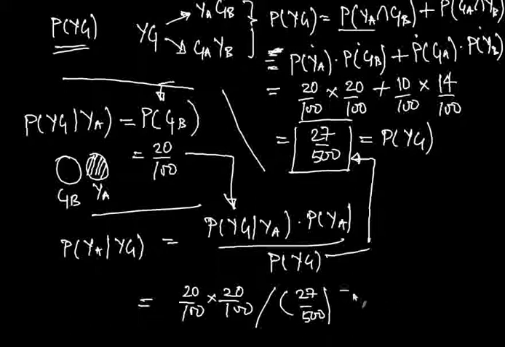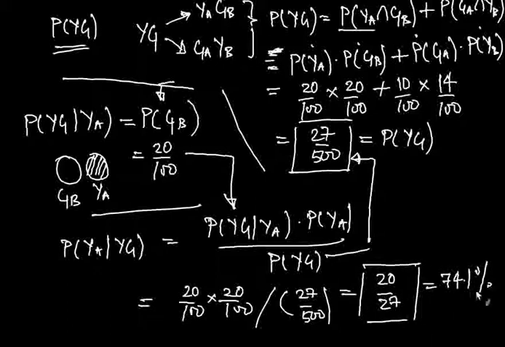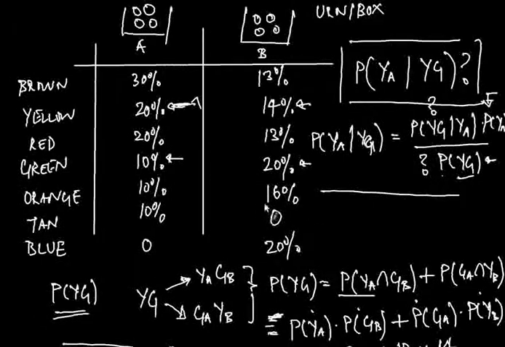Now you can solve this using a calculator, and this comes down to 20 by 27, which is actually equal to 74.1%. So what this means is that if you've got a yellow and a green ball, then the probability that the yellow ball came from A is 74.1%, which is actually surprisingly high, right? I mean, I did not expect this when I started solving the problem, but probably the reason lies over here somewhere.